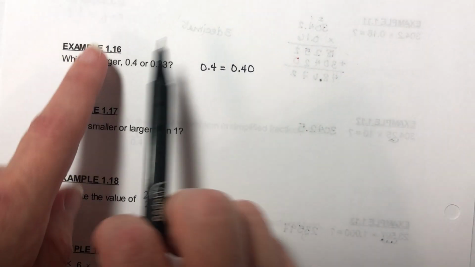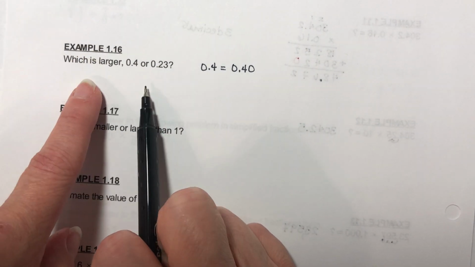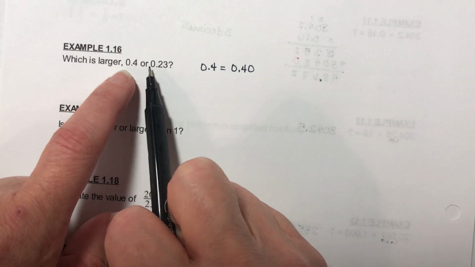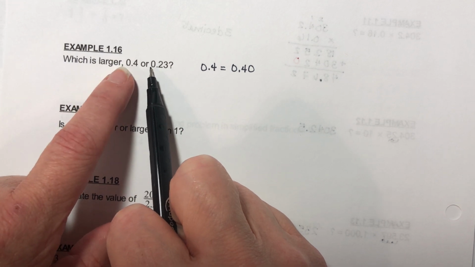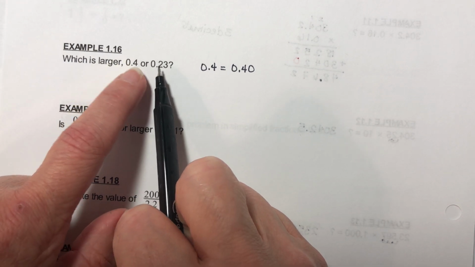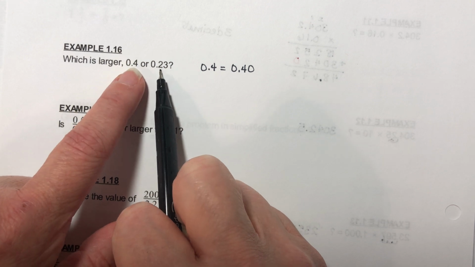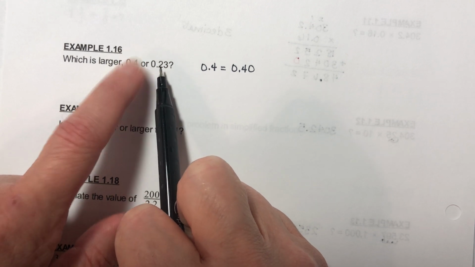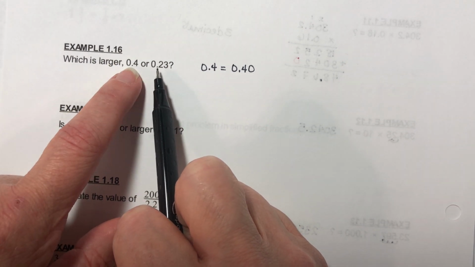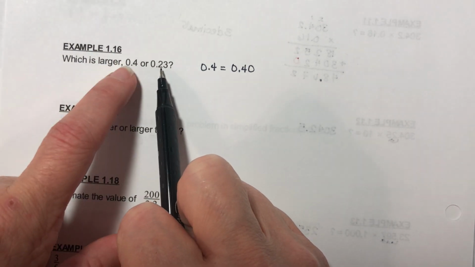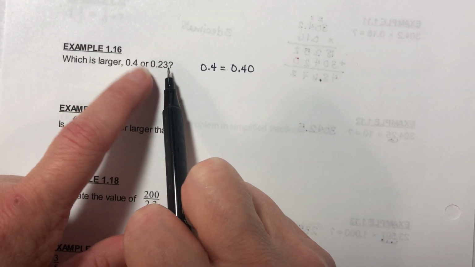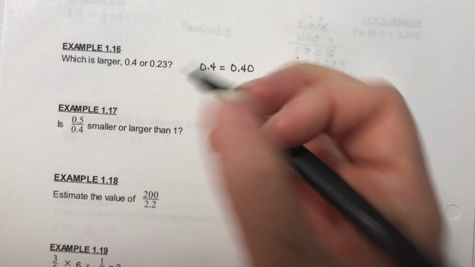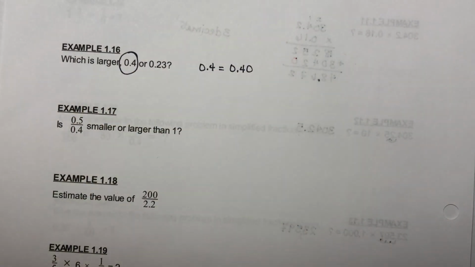The other way of doing it is to compare from the left to the right, each decimal. Each of these has a 0 in front, so that doesn't tell me. I move over to the next digit. A 4 or a 2, 4 is larger than 2, so this is the larger number. I'm done. If this is also a 2, then I'd go to the next one, and then the next one, and so on. So this is the larger number.